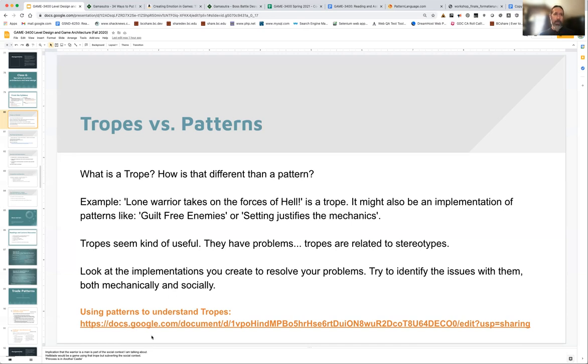Using patterns to understand tropes. This is a link to an article that works through that exercise. It's also found in the book under the appropriate section. And we'll look at a pattern which will help you explore them at the end of class.